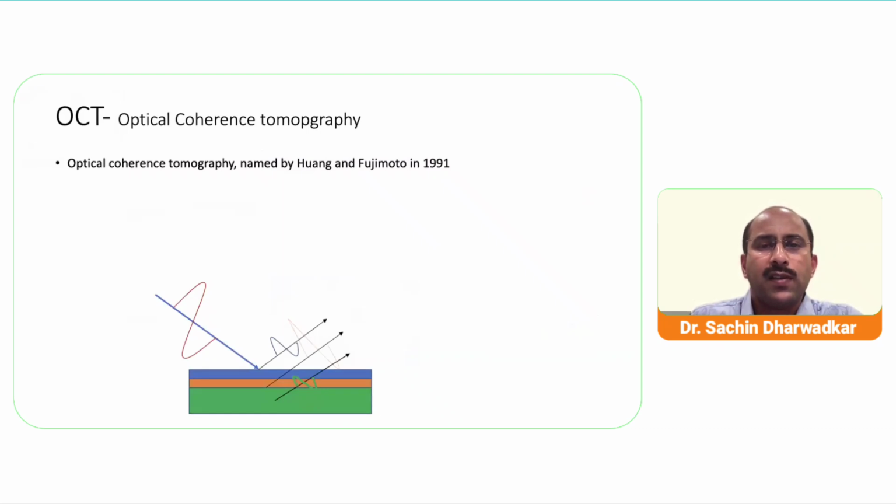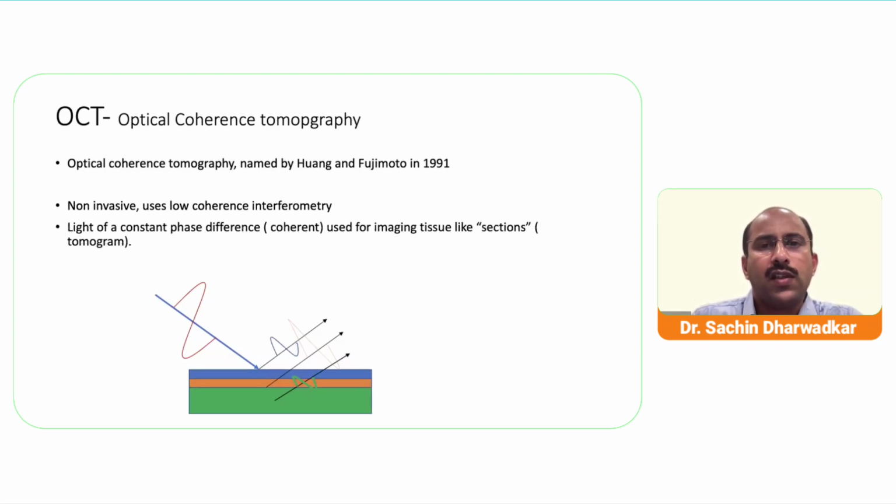So going back to the very basics in very short, because a few things need to be known before we embark on the journey of understanding the high-end physics behind the machines. Optical coherence tomography in ophthalmology came into existence after the work by Huang and Fujimoto. The nomenclature was also given by them in 1991. It's a non-invasive low coherence interferometry, which is basically using a light of a constant phase difference for imaging tissues, in which the output is like tissue sections. That's why it is called a tomogram. So using low coherence interferometry to obtain tissue sections is what optical coherence tomography means.